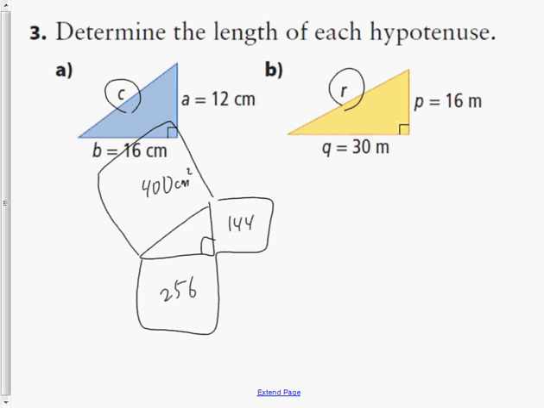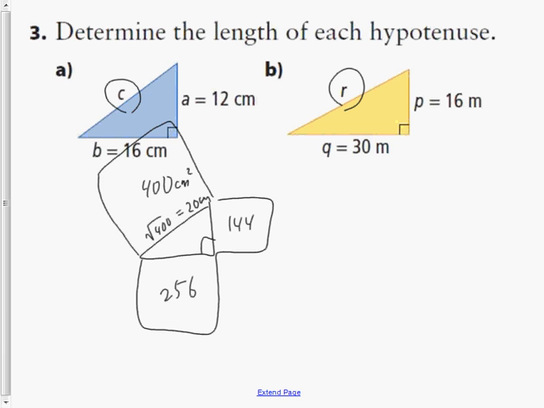But we're not done yet. If we know the area of a square, then the square root of that will be its side length. So therefore the square root of 400 will be the hypotenuse length. And since that is a perfect square, it's exactly 20 centimeters long. So the length of the hypotenuse in the first triangle is 20 centimeters. I better erase this here.